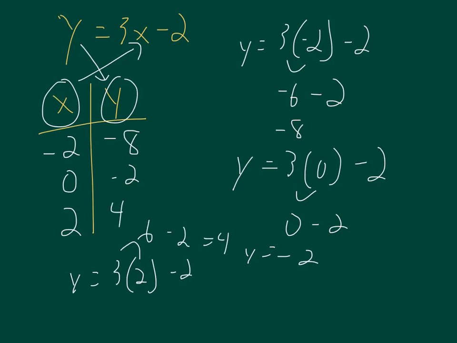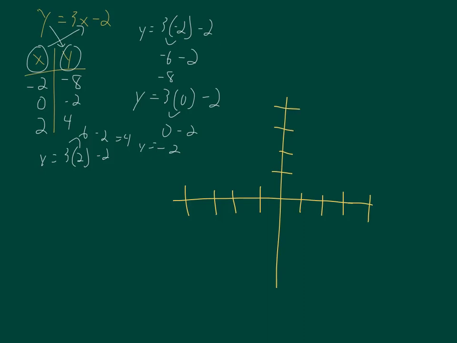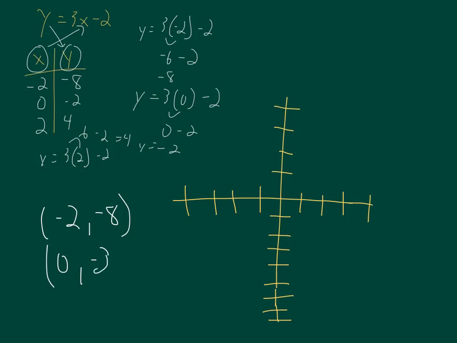Now, like I said in the last one, I can graph that. So let's see, I need the maximum of 8, so let's do 1, 2, 3, 4 over here, 1, 2, 3, 4 over here, 1, 2, 3, 4 over here, then let's go 1, 2, 3, 4, 5, 6, 7, 8. Okay, for the first value, I'm going to write them out again as ordered pairs. Negative 2, negative 8, 0 and negative 2, and finally 2 and 4.